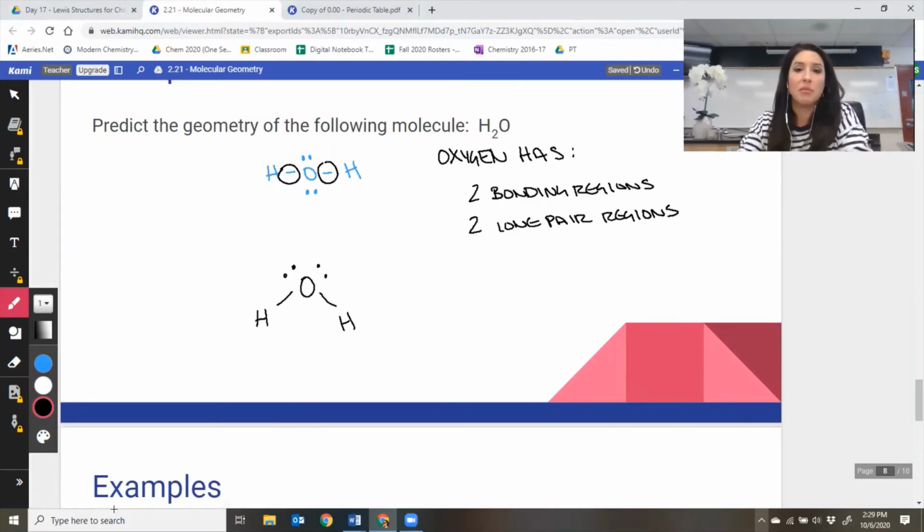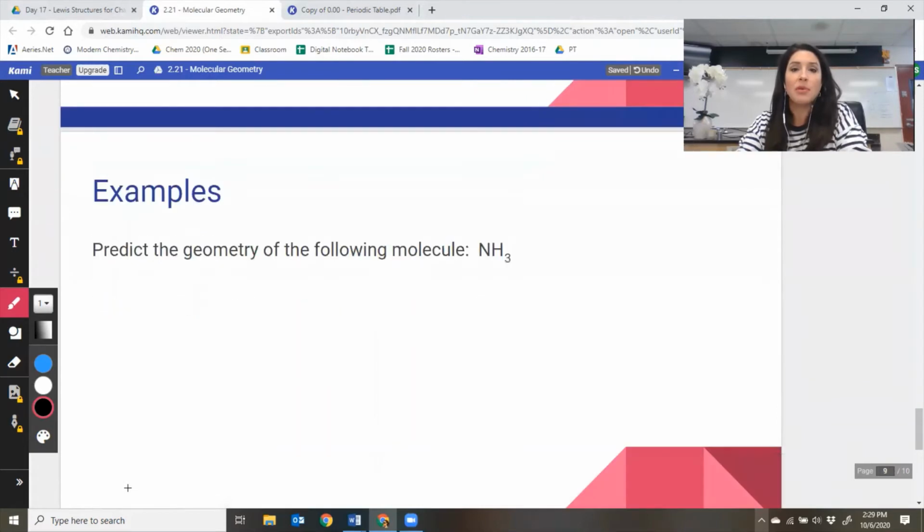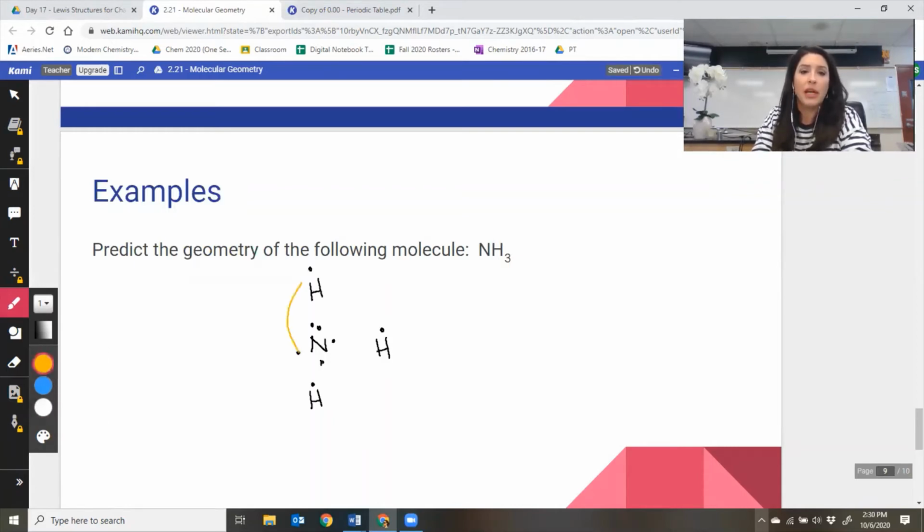So let's do another example. Predict the geometry of NH3. So we have 1 nitrogen atom in the center, bonded to 3 hydrogen atoms. The number of valence electrons for nitrogen is 5: 1, 2, 3, 4, 5. Each hydrogen has 1. When I connect it and clean it up, I end up with a molecule that looks like this. Nitrogen in the center, bonded to 3 hydrogens.